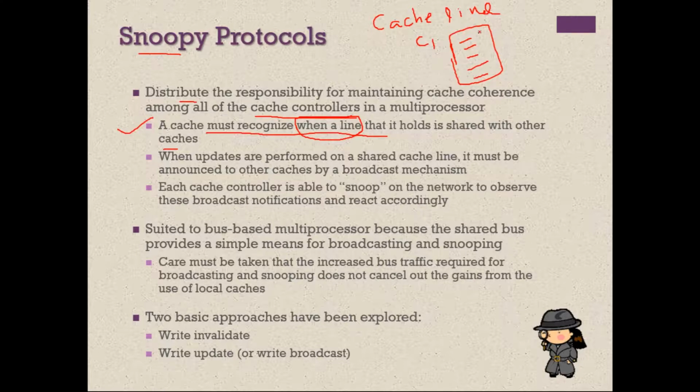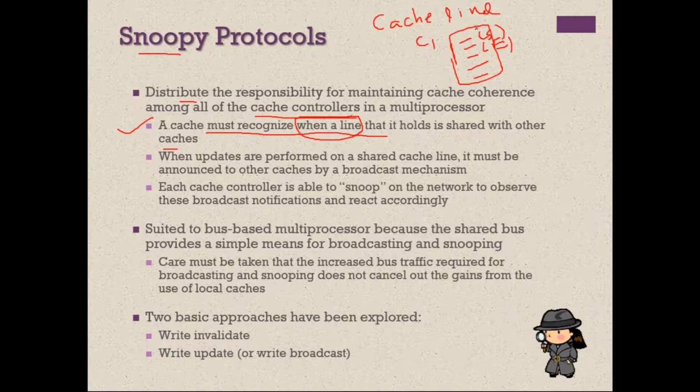Okay, if it is shared, let us call it as yes. If it is not shared, then we will call it as E. E means exclusive. Exclusive means only this cache contains this line. Yes means no, it is not exclusive, it is shared with many others also.